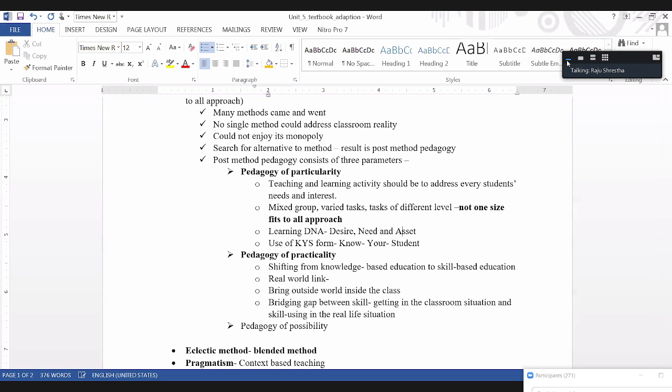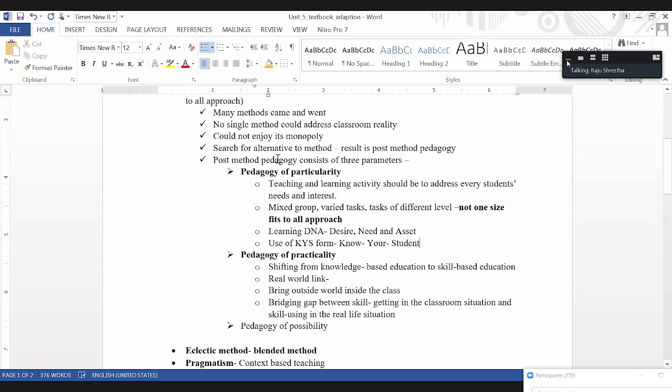class. So there are many ways to address individual learners' needs and interests. This is related to mixed group, diverse group, and exploring individual learners' possibility, potentiality, these things.